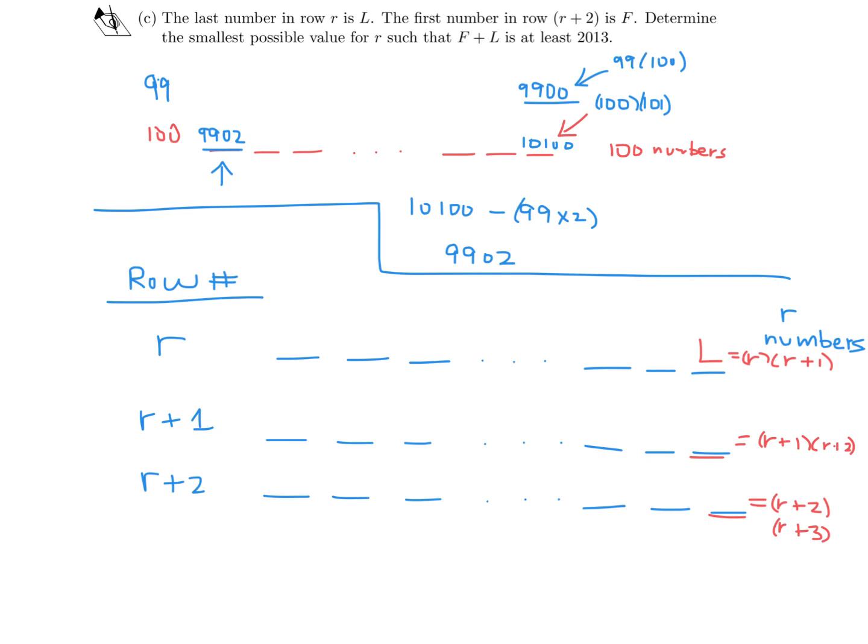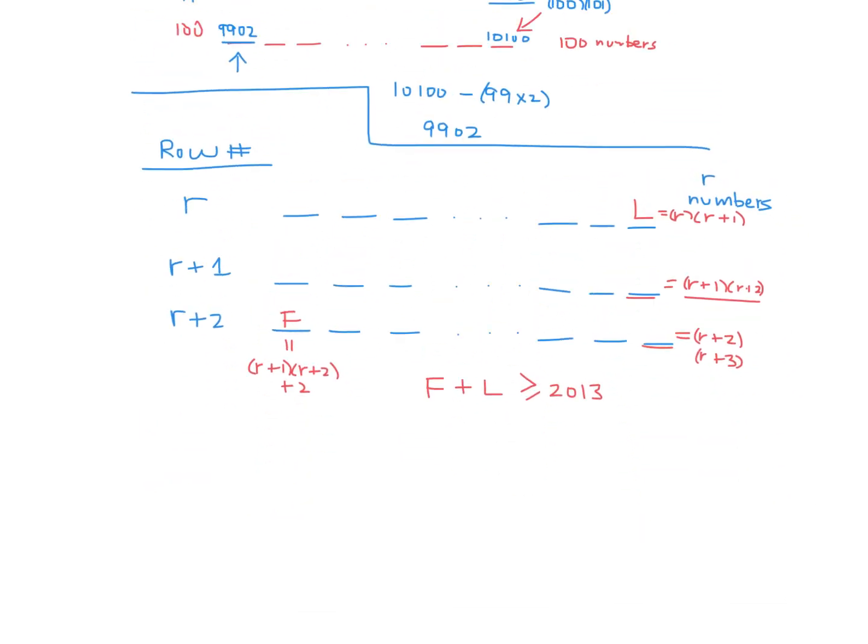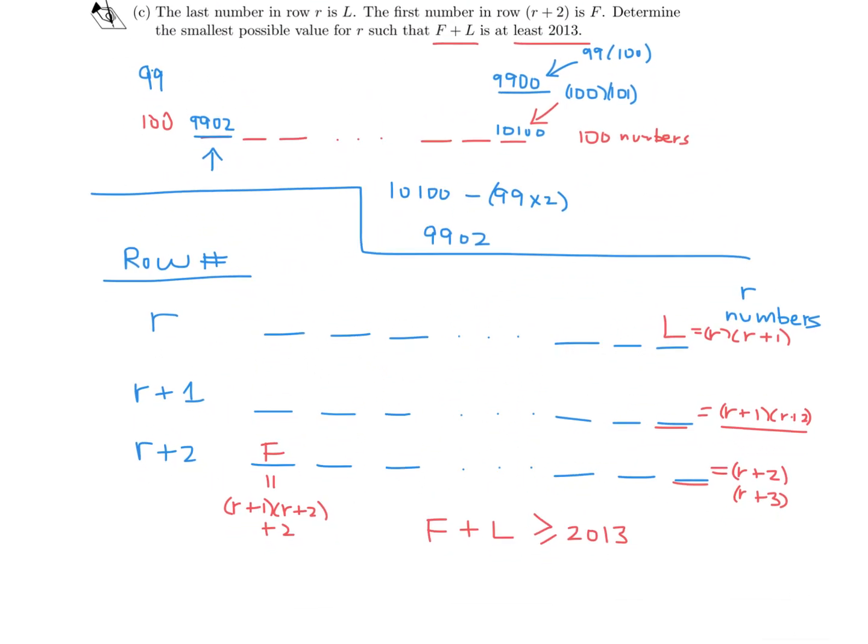But what is the first number in, oh, okay, I got it. First number in F, so this guy here. To get that, I guess you just add 2 to that. So that's going to be R plus 1 times R plus 2, and then plus 2. Yeah, okay, I got it. And then they're saying F plus L is going to be at least 2013. So F plus L at least 2013, meaning greater than or equal to 2013. Okay. And then what are they asking? Find the smallest possible value for R.